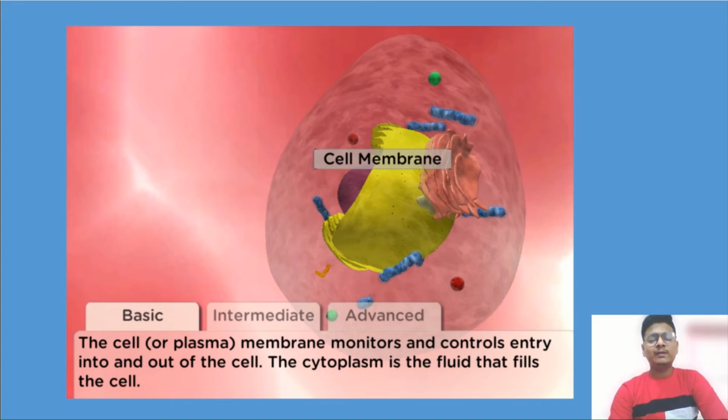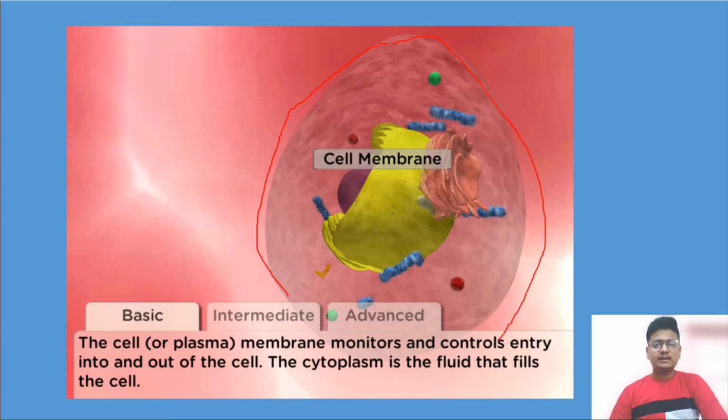Now we will be seeing this liquid part. Are you able to see this liquid part in which all these components are there? Yes, and this is known as cytoplasm, okay. What is it known as? Cytoplasm, okay students. So what is cytoplasm?